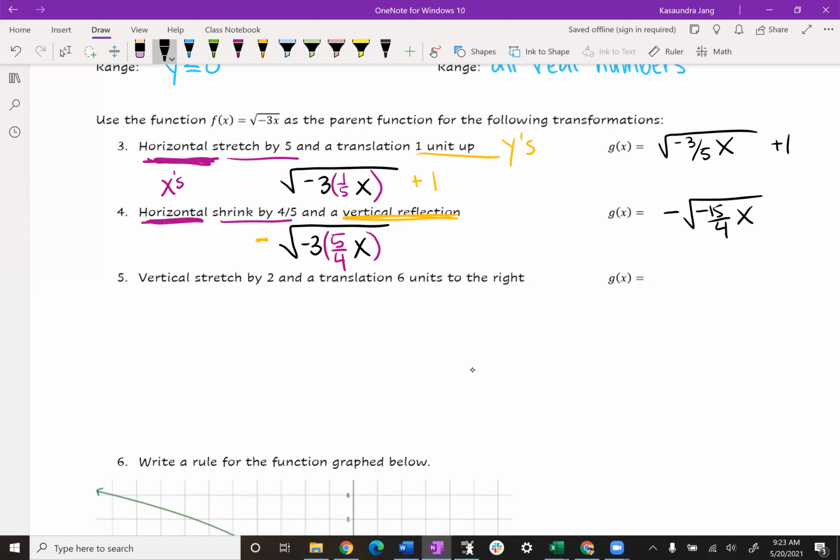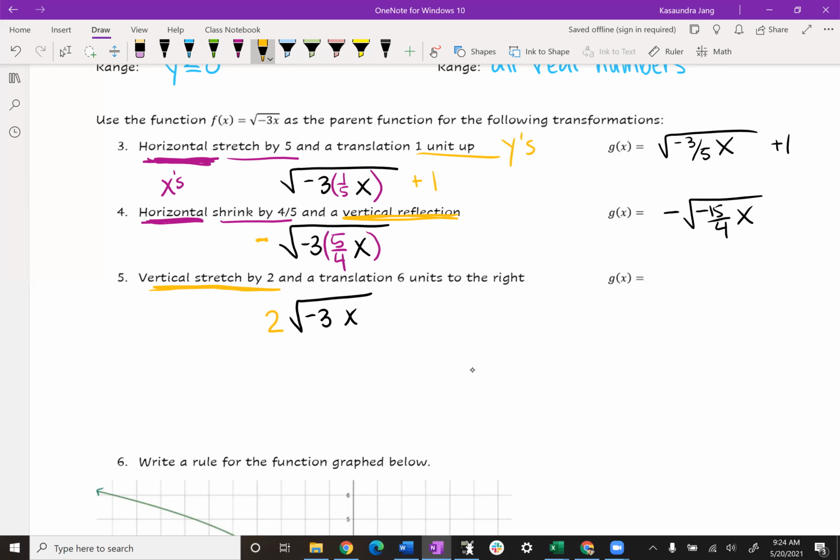All right. And then number 5 here, it says vertical stretch by 2. So again, I tried to color code that, the yellow stuff. Your vertical stuff, vertical stretch by 2, which means I'm going to put that 2 on the outside. And it'll still be a straight up 2. I'm not going to do the reciprocal or anything like that. I'm going to multiply by 2.